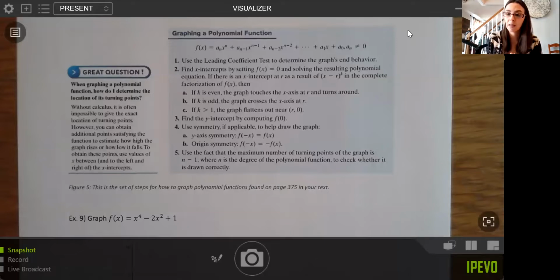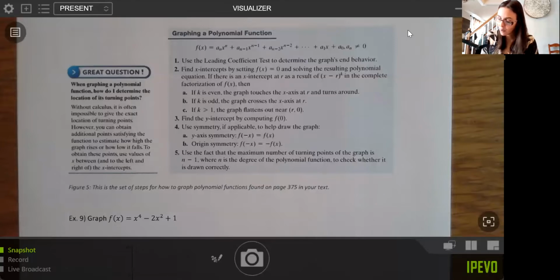So usually we recommend finding the y-intercept. And then things from the past, you can also check things like symmetry to see if your graph has any sort of symmetry with the y-axis or origin. We talked about, remember, even and odd functions many videos ago. And then you can also use the turning point information. So if you know the degree, you can find the max number of turning points, which are your max numbers of relative maxes and mins as well.